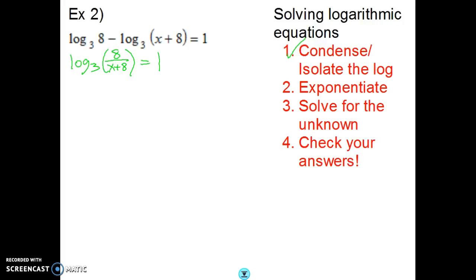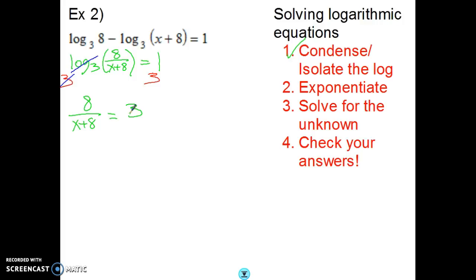Now we have to exponentiate. So again, we have a base of 3, which means we're going to be exponentiating with a base of 3. So 3 raised to the log base 3 of 8 over x plus 8 is equal to 3 to the first power. Log base 3 and 3 cancel out, leaving us with just 8 over x plus 8 is equal to 3 to the first is just 3.